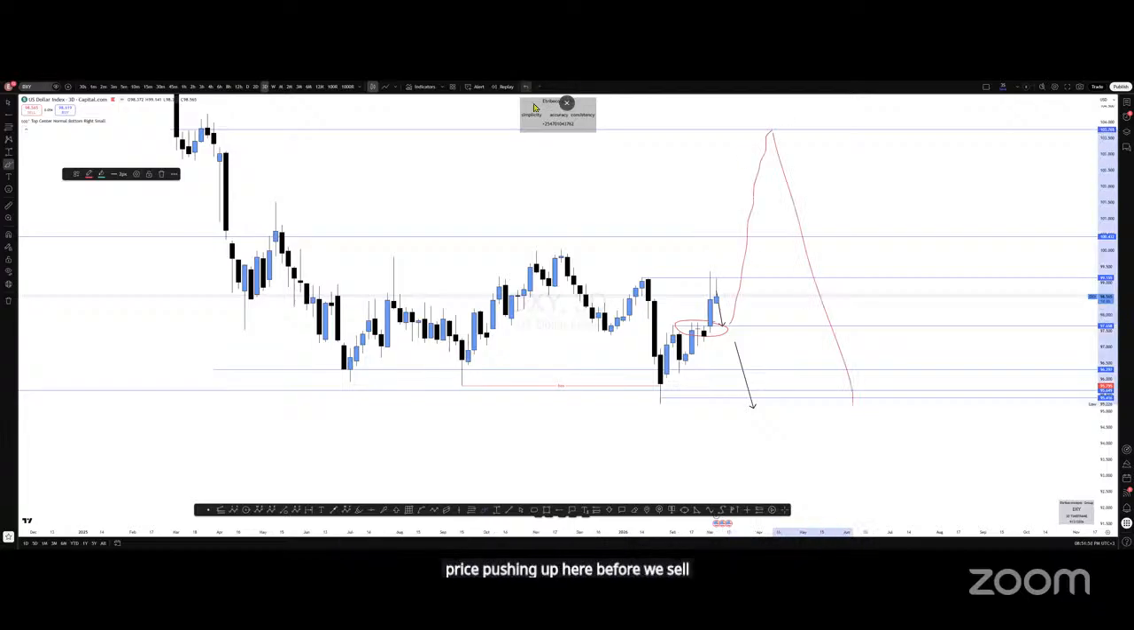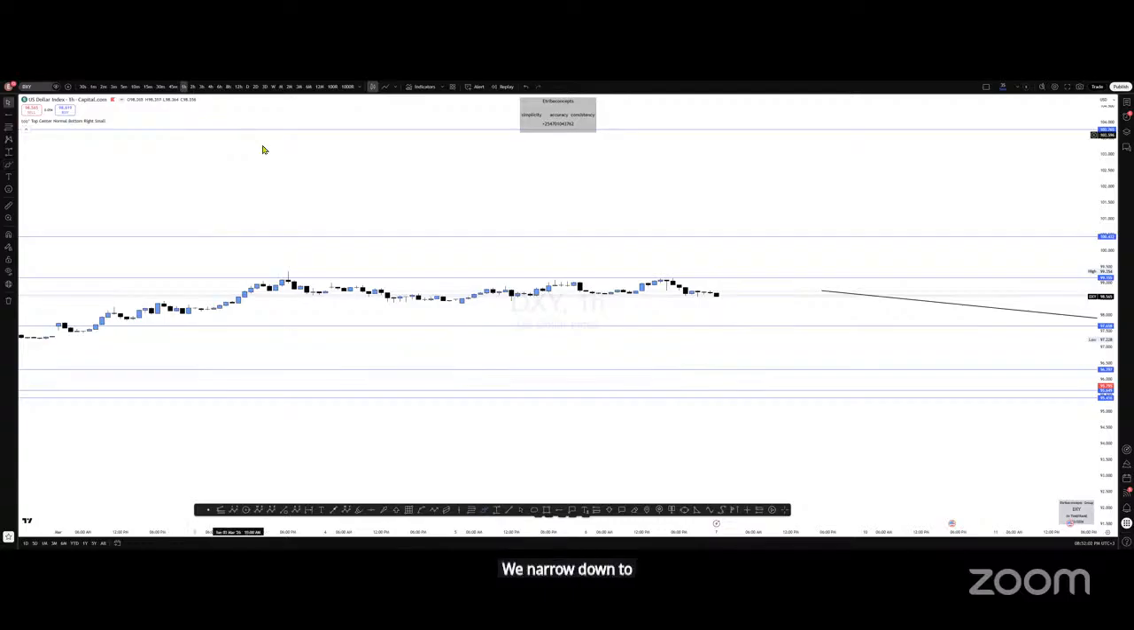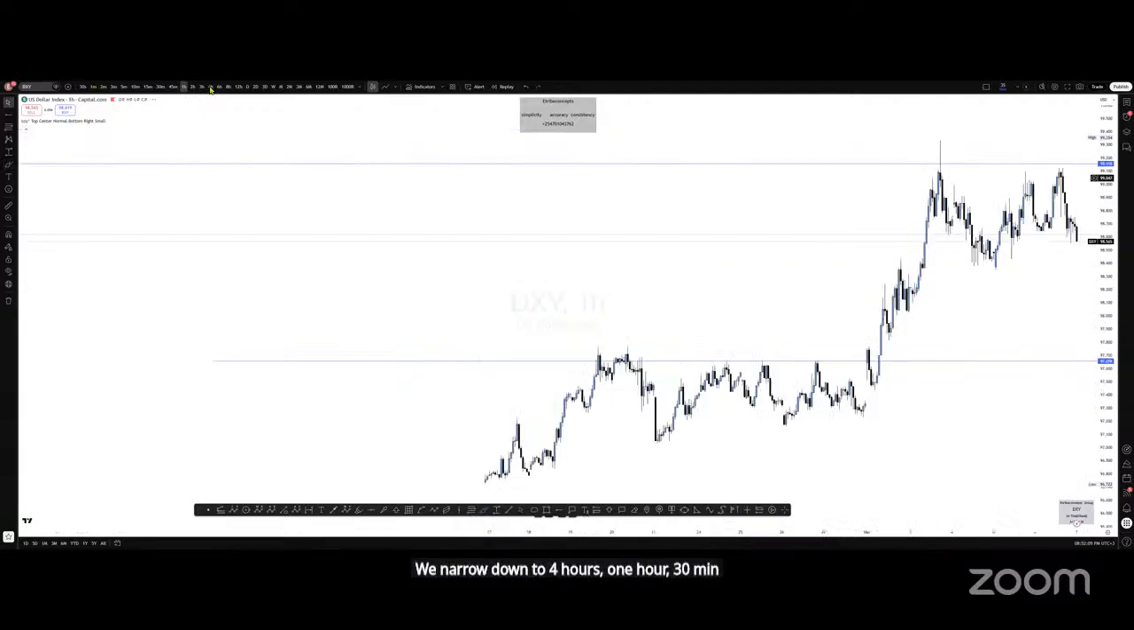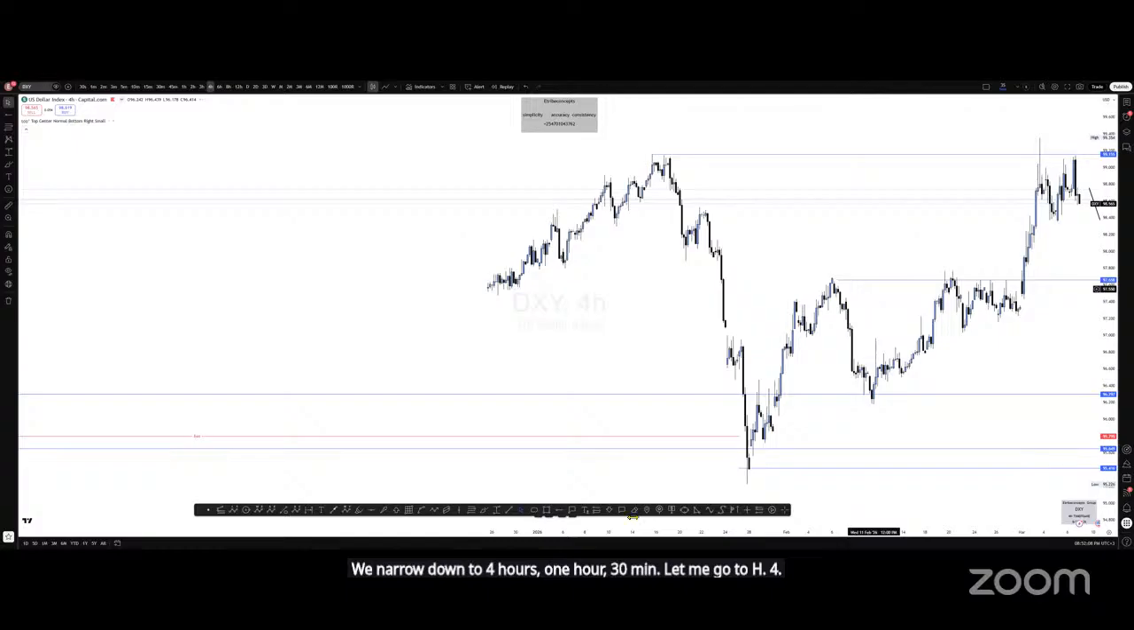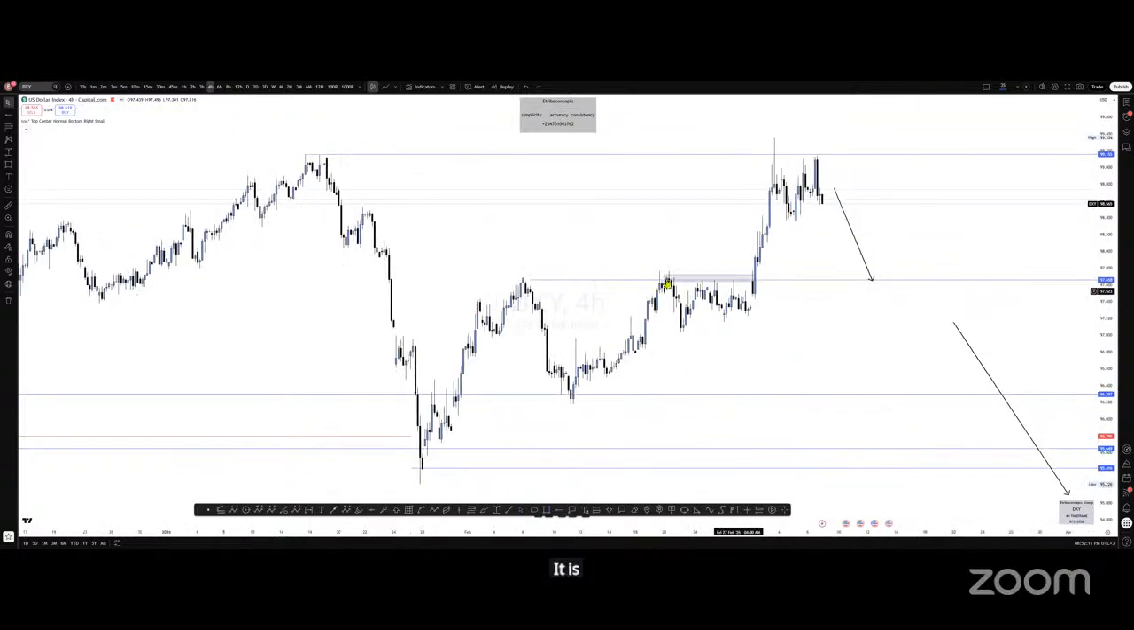But my most immediate area of interest, we narrow down to 4 hours, 1 hour, 30 minutes. Let me go to H4. We narrow down to H4. Clearly, you can see this area is very significant, because price struggled to break this level. Now I'm looking forward to seeing the market come here.